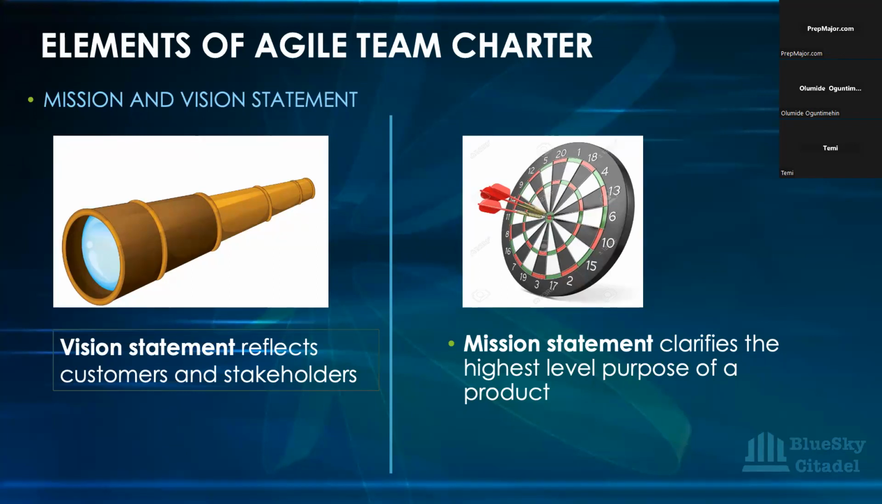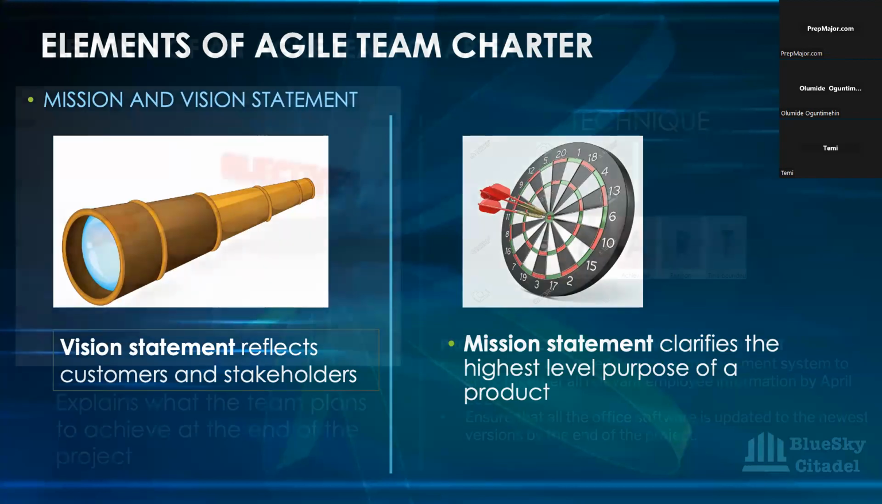And for the mission statement, this mission statement should be concise and should clarify the highest level purpose of a product. It is usually a to the point statement, it just goes straight to the point. It summarizes the whole project and makes everyone understand where they are going and what they need to achieve our goals. It also shows the purpose of the product. What purpose does this product pursue?